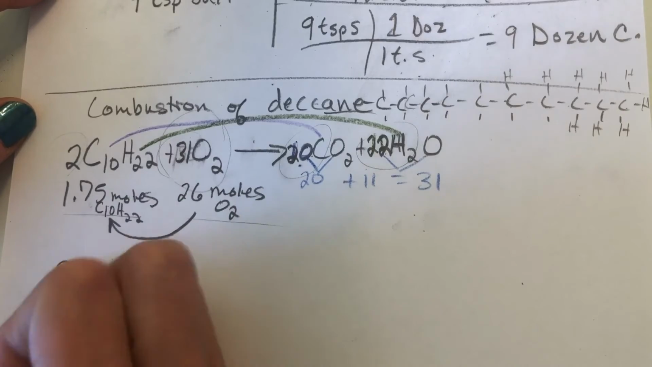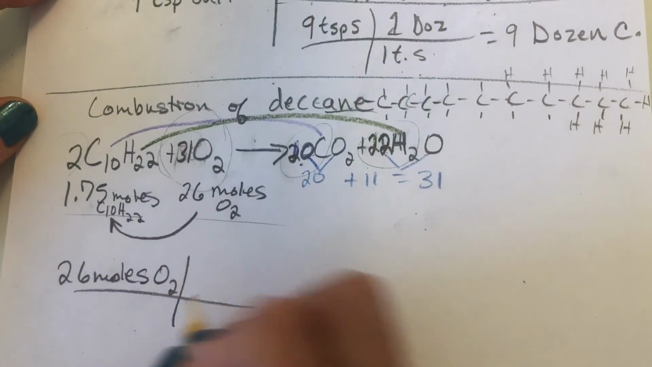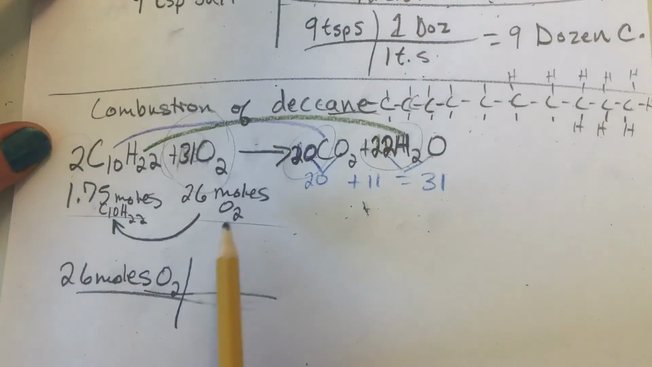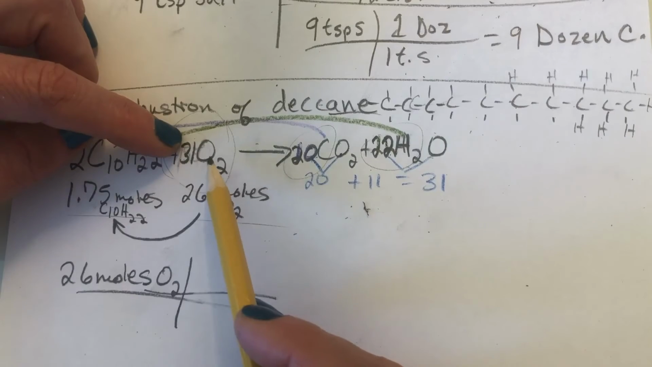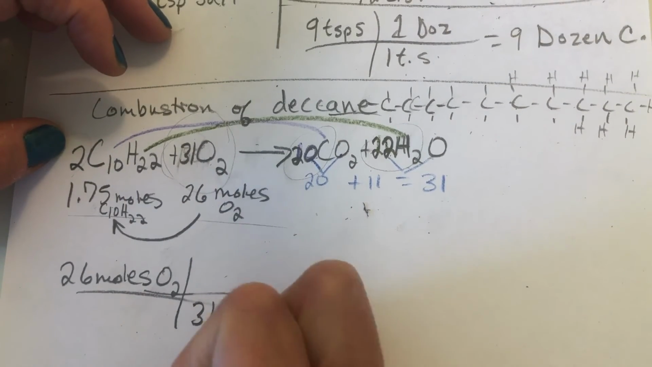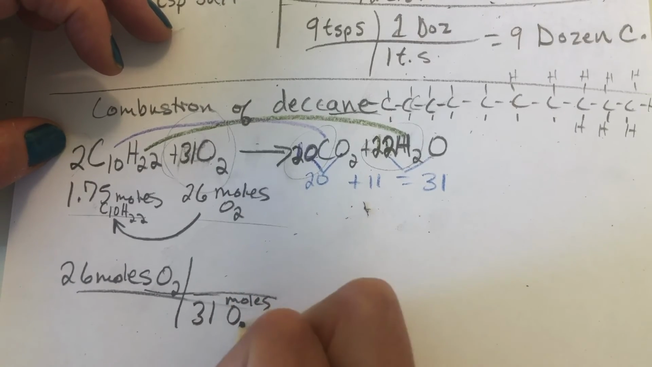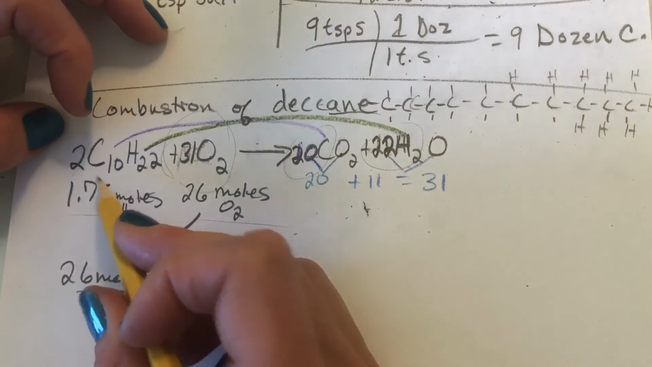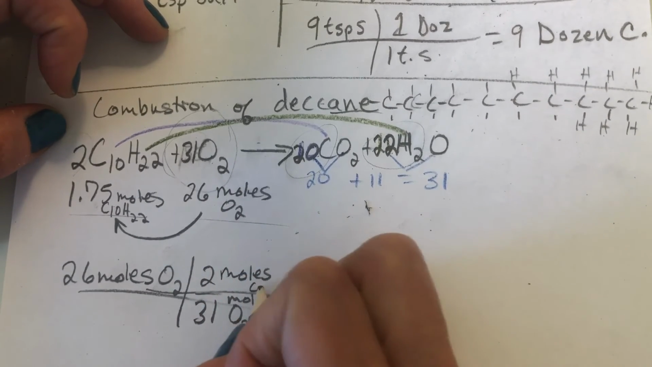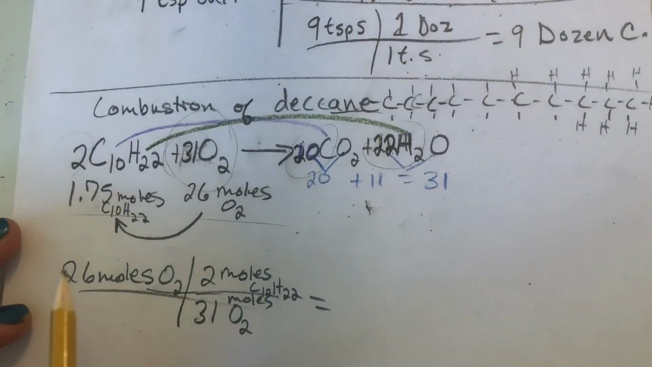Cool. So we got 26 moles. Remember, start with what you have. Put the units down. Straight lines are hard. Use the coefficient here. I have 31 oxygens required for every 2 decanes. Put the oxygen on the bottom. That would be the 31. And we're using molar quantities, so we can say 31 moles of O2 would need 2 moles of decane to react with that.